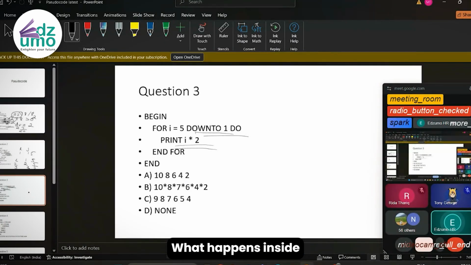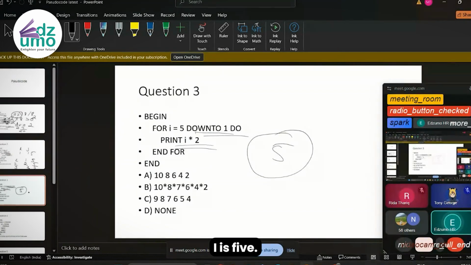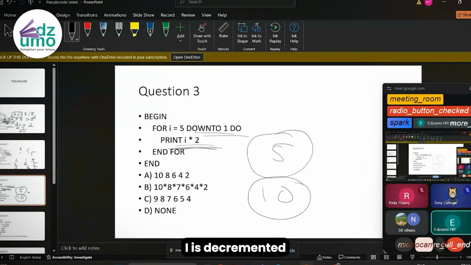So what happens inside? The initial value of I is 5. What happens now? I into 2, so it becomes 10. So 10 is displayed. Now I is decremented to 4. Now 4 is multiplied by 2, so it is not 10 into 8. It is 4 into 2, 8. Now I is again decremented to 3. So it is 3 into 2, 6. Like that it goes. So again, A is the right answer.